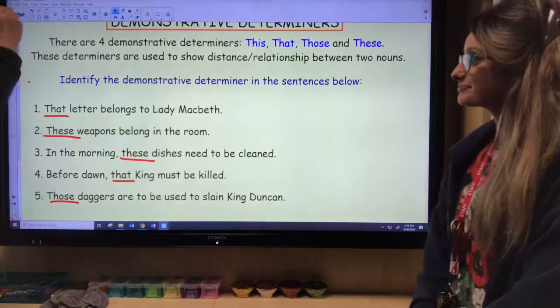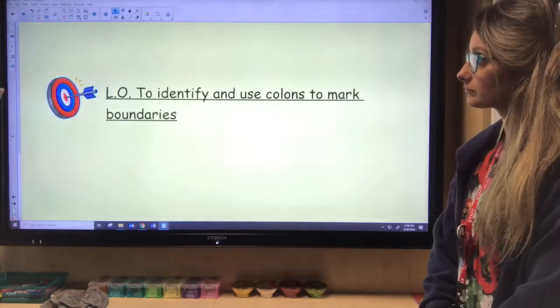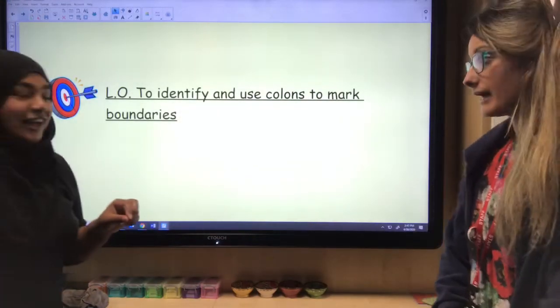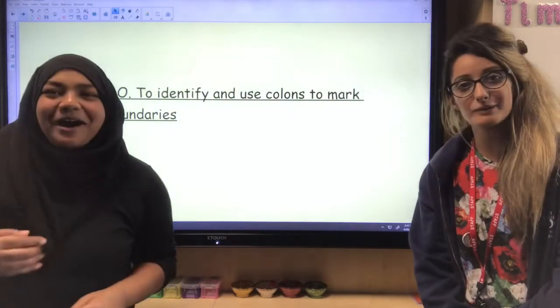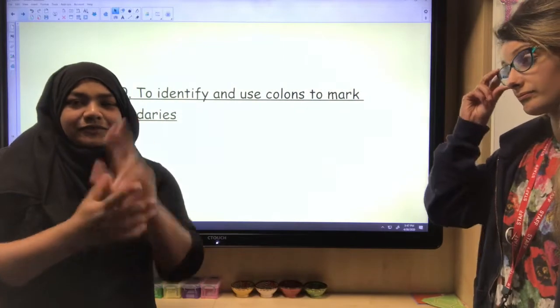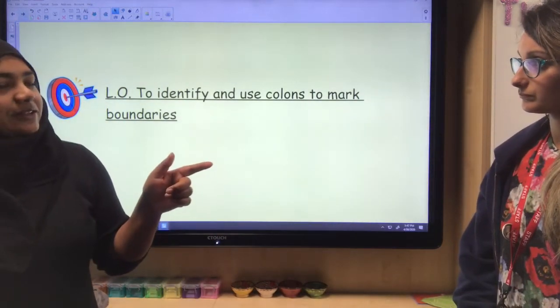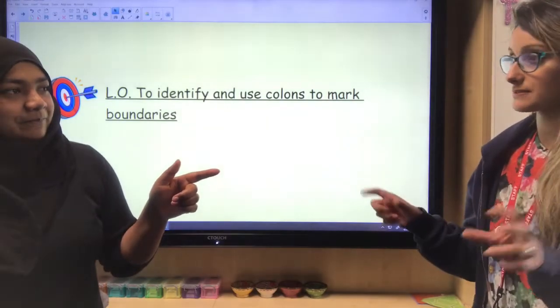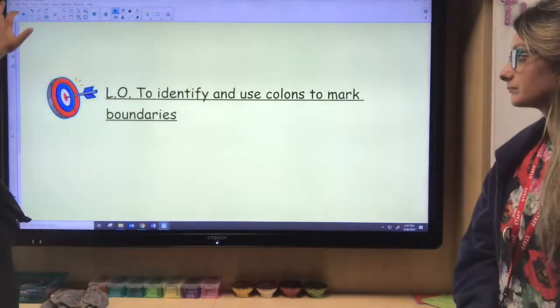Right, so today we are going to carry on with our unit of work on Macbeth, and the LO is the following. To identify and use colons to mark boundaries. Now, just like semicolons, colons serve two purposes. They can either mark boundaries. What did you say boundaries were, Mrs. Gale, last time? So there are two main clauses. Good. Or they can be used to introduce a list. So there are two purposes for colons.